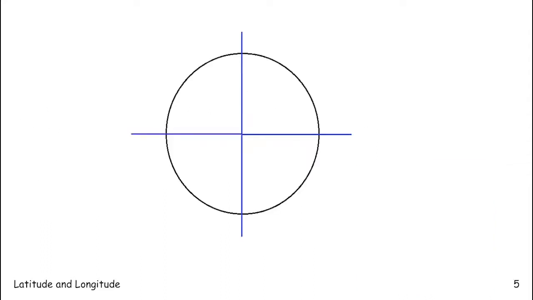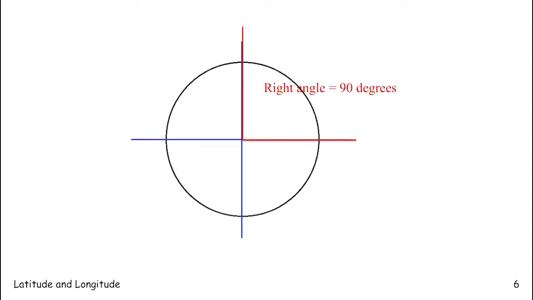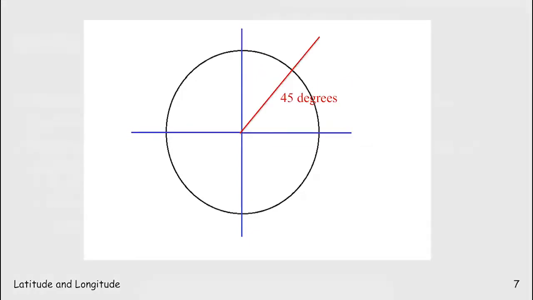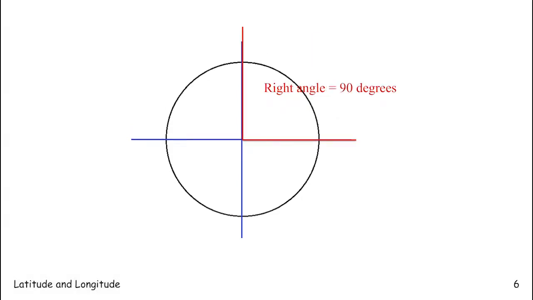So you have one circle on your slides. You should be able to mark on there a right angle, a 90-degree angle, and a 45-degree angle. And then I'll come back to the full circle afterwards. So a right angle, this is a right angle here that I have drawn in red. A right angle is also a 90-degree angle. So a quarter of a circle is 90 degrees of angle.